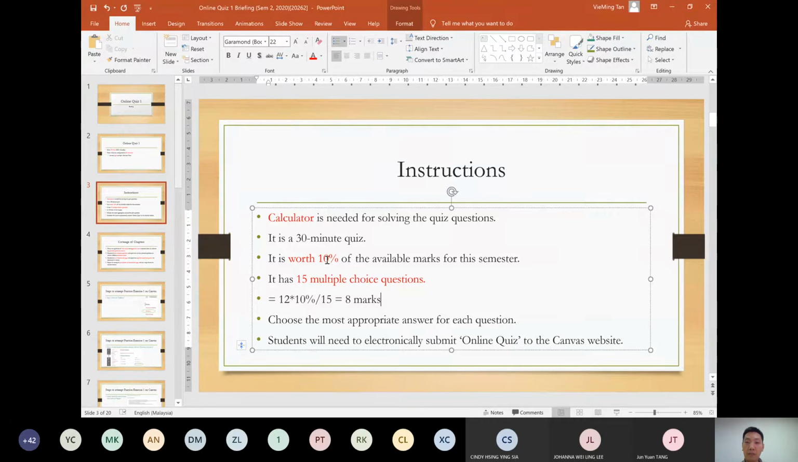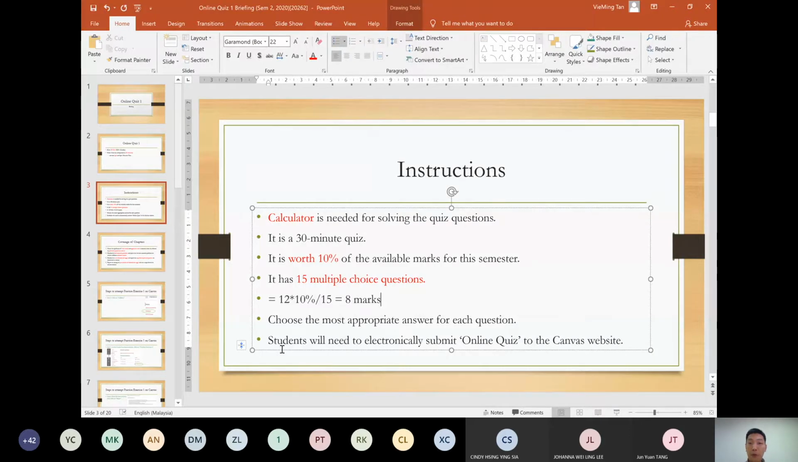10% is because of this one. Each quiz is worth 10%. We have 3 quizzes altogether. All right. So far so good. And once you attempt, then you have to submit the quiz online.